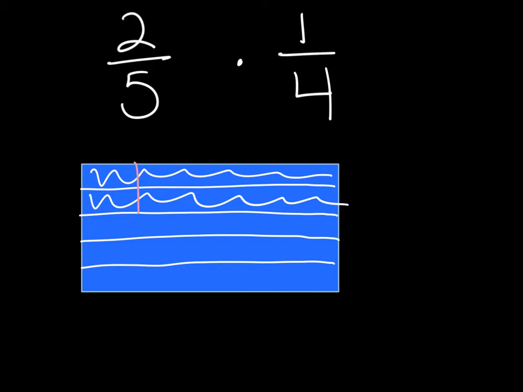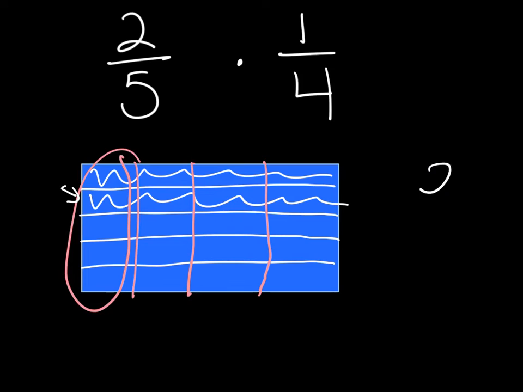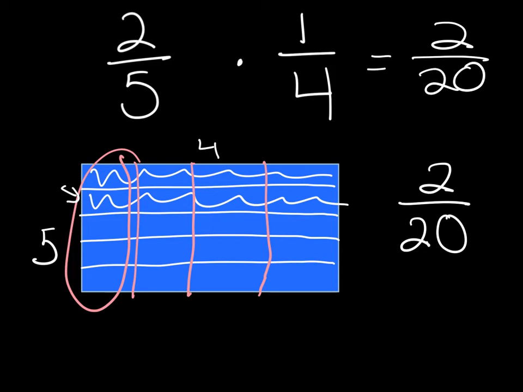So then I have to go the other direction, and I only have this section of the 1/4. That means I have 2 colored in this section. This is broken into 5s, this is broken into 4s, so 5 times 4 gives me the 20. So I only have 2 of the 20. Remember, when we multiply by a fraction that is less than 1, our answer must be smaller than the original.